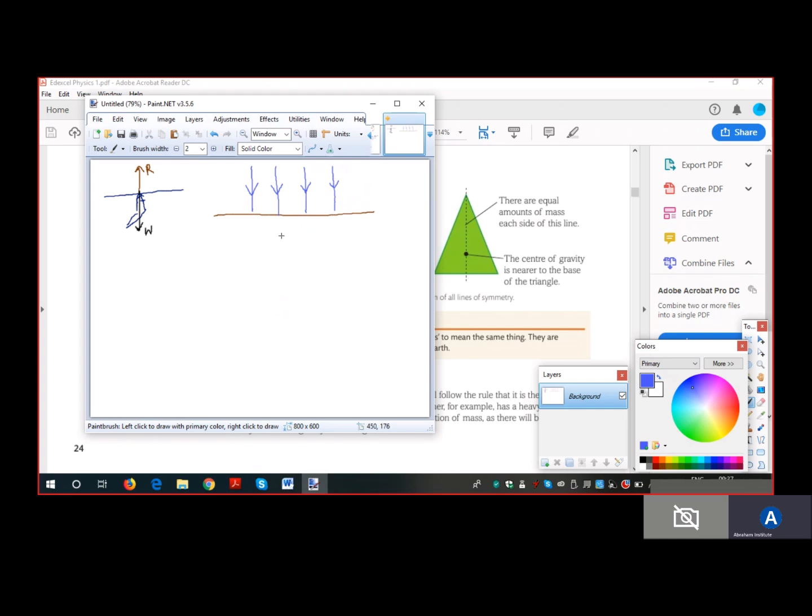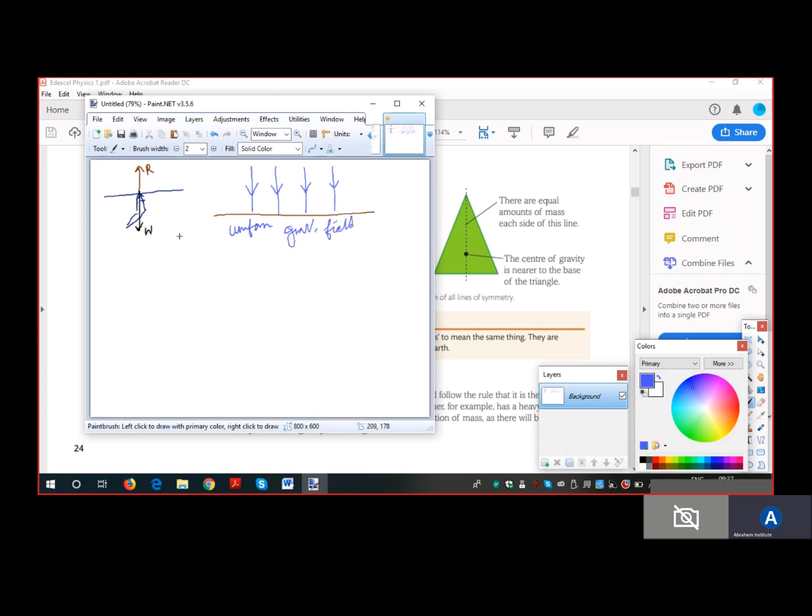If they are parallel, they should not intersect, but since this distance is very small and the earth is very large, those lines can be considered to be parallel. So this is a uniform gravitational field. Okay, uniform gravitational field.